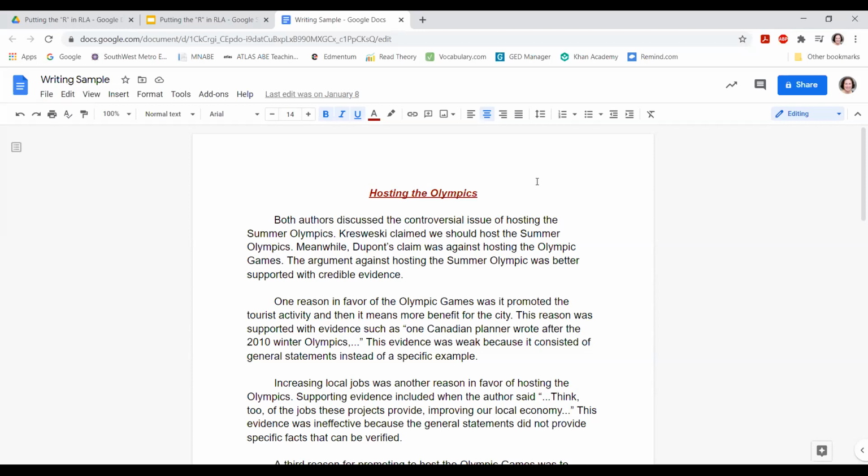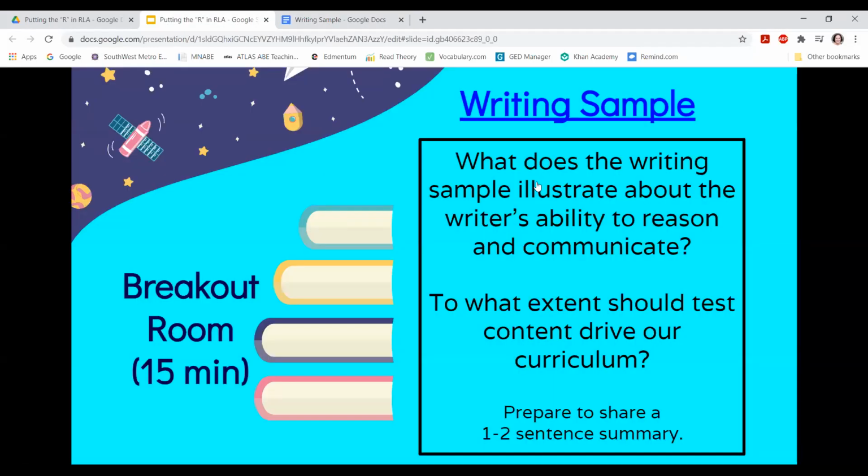I don't really have strong opinions about that. I'm not sharing this because I think it's a fabulous writing sample. But what I'd like you to do in your breakout rooms is take a minute or two to read through that writing sample. And then I'd like you to respond to the question, what does this writing sample illustrate about a writer's ability to reason and to communicate?